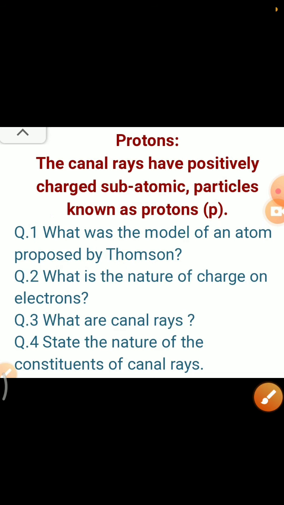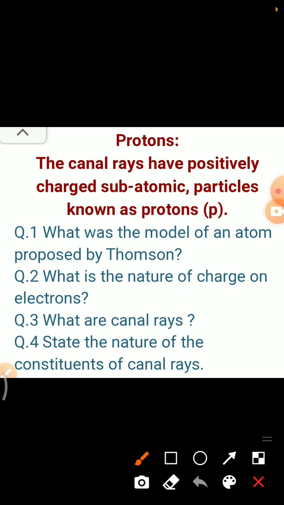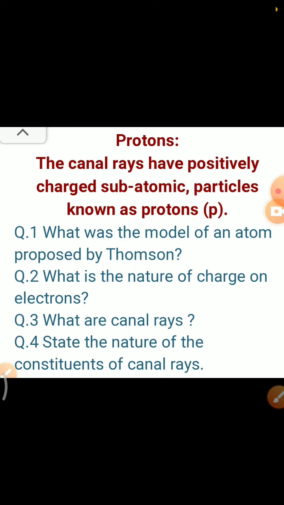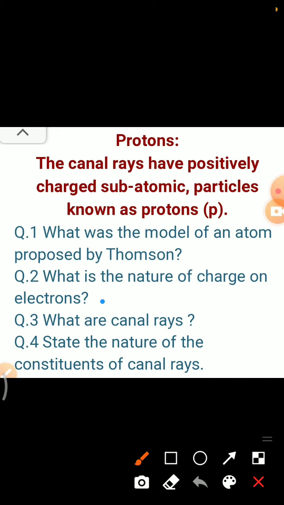Now the next question: what is the nature of charge on electrons? It is negative. The next is, what are canal rays? Canal rays had electrical and magnetic properties opposite to those of an electron. This is the answer. The next is the nature of the constituents of canal rays. It is opposite of electrons, meaning it is positive in nature.